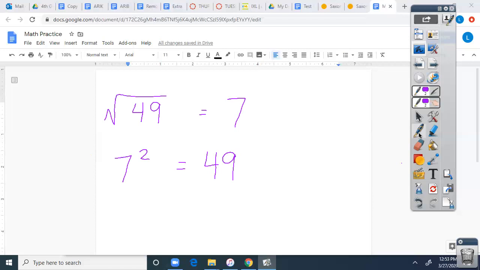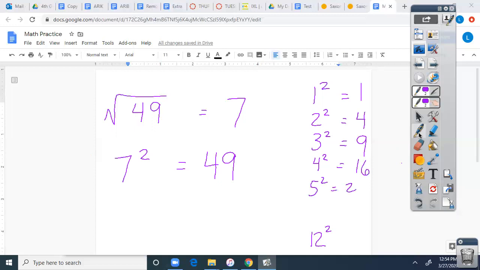Really, you only need to memorize 12 of them. You need to know what 1 squared is, what 2 squared is, what 3 squared is, 4 squared, all the way down to 12 squared, which just means 1 times 1 is 1, 2 times 2 is 4, 3 times 3 is 9, 4 times 4 is 16, 5 times 5 is 25, right? All the way down to 12 times 12, which is 144. If you memorize those, then you will know whenever you see something that says 5 squared, you'll know that's 25.